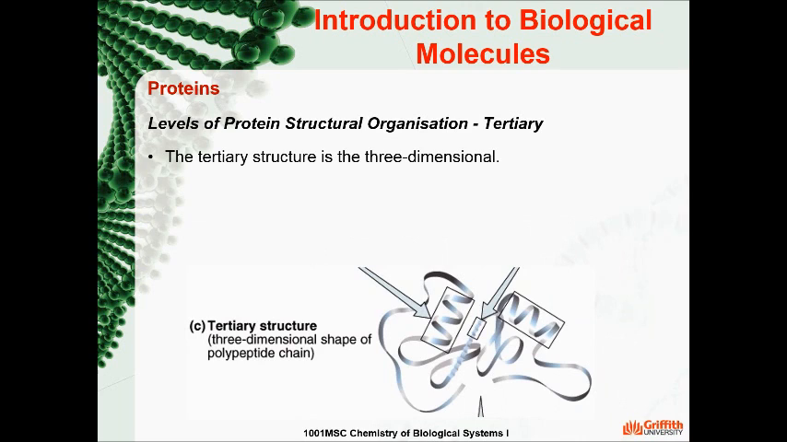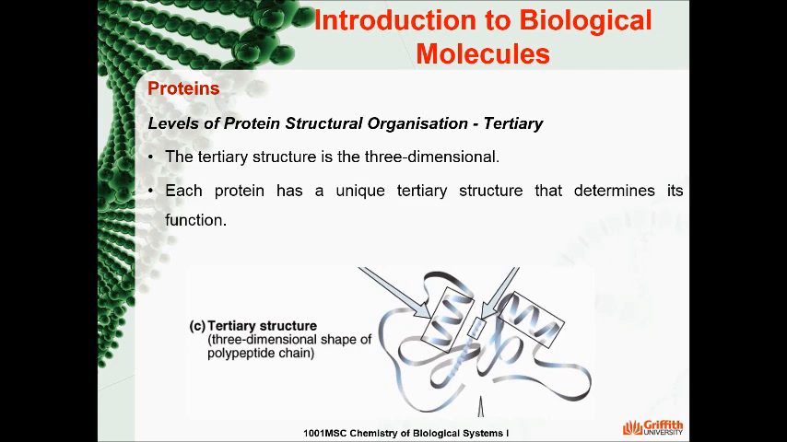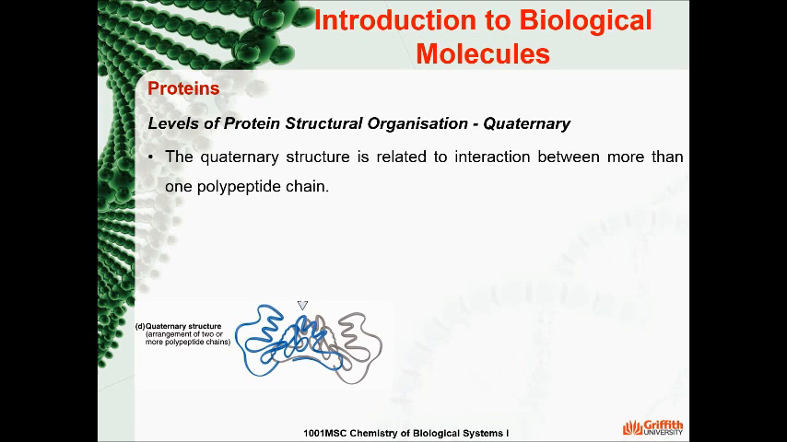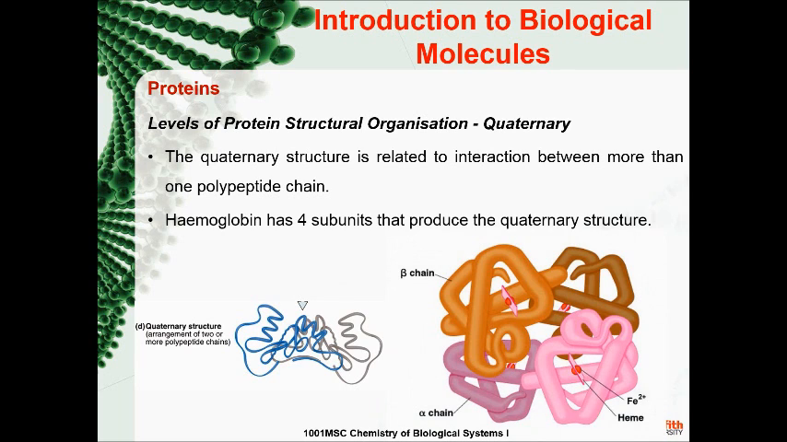The tertiary level is the overall 3-dimensional shape of the protein. Each protein has a unique tertiary structure that determines its function. A quaternary structure happens in some proteins when there are 2 or more protein strands that will interact together. A famous example is hemoglobin, which has 4 subunits that interact together to provide the quaternary structure.